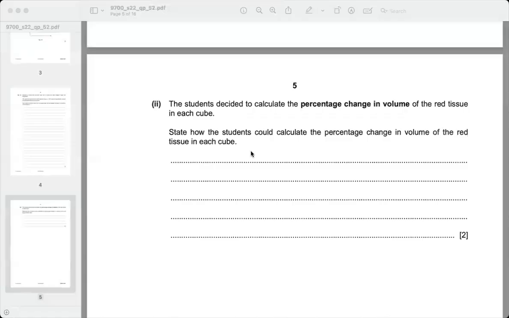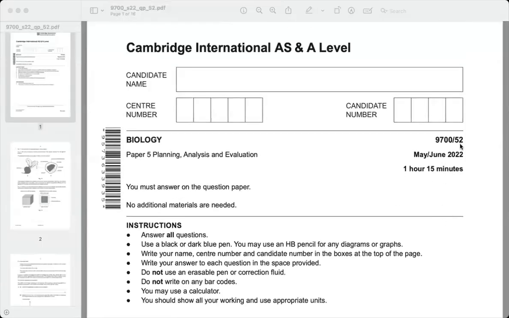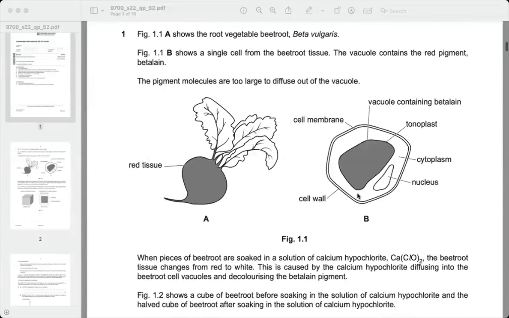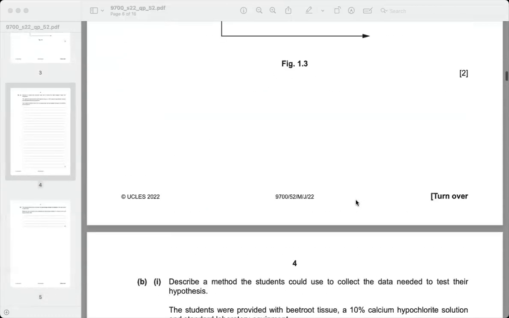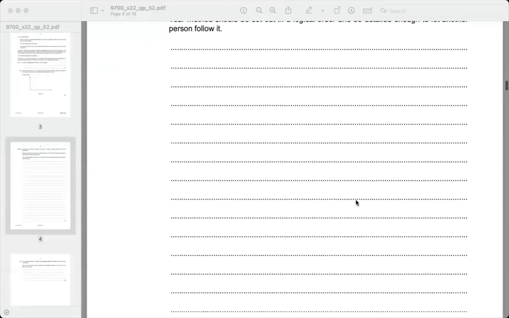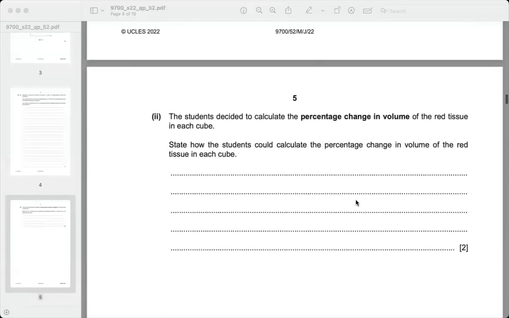Hi students, welcome back. In this video we are going to continue with the May-June 2022 5-2, the planning and analysis paper of summer of 22. In my previous video, I had discussed question 1, and we had started with question 1, part A. Part B, we had finished this big planning question, which is usually for 7 marks, and we had discussed the shortcuts here. Now we move on to the second part of the B question.